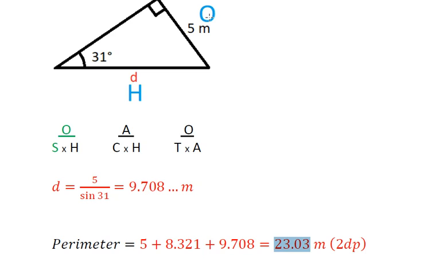So O is the opposite to 31, which is a 5 once again, but this is our longest side, our hypotenuse, which gets labelled H. And then we're going to figure out whether we're using soh, cah or toa, and we're using soh, because we've got O and H, and soh is the only one that has the O and the H in it.